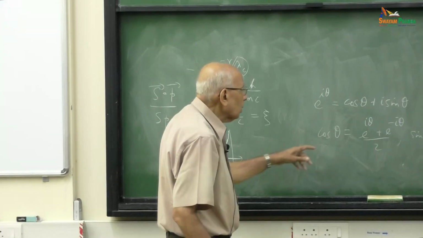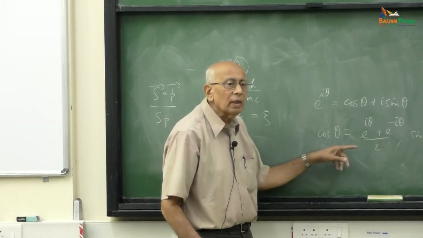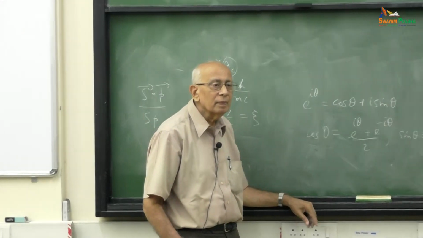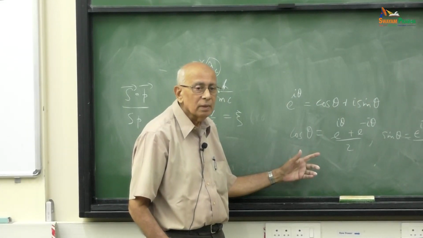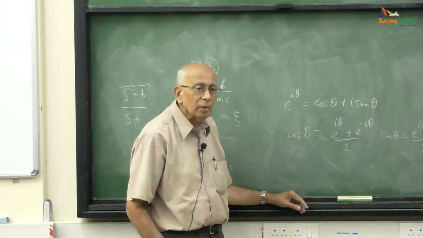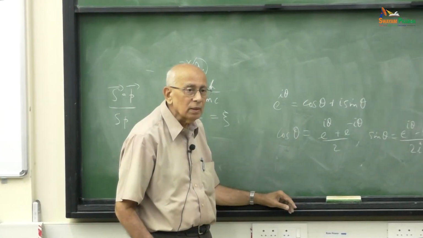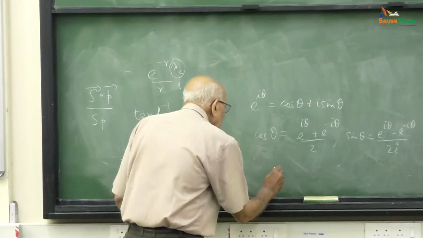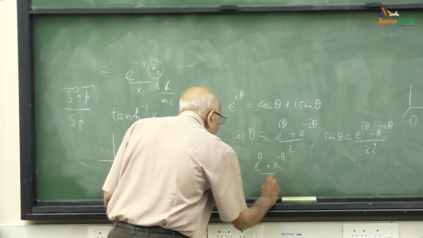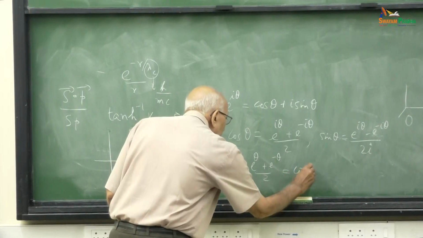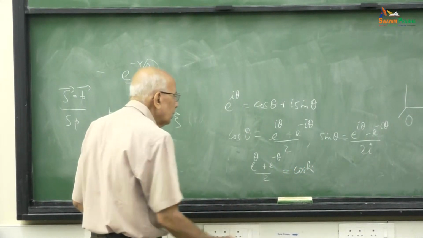So I can look at cos theta as the symmetric part of e to the i theta, or the real part of e to the i theta. Now I can ask what happens if theta becomes a complex number, pure imaginary. And then you get a quantity which looks like e to the theta plus e to the minus theta over 2. And this is defined as cos hyperbolic, pronounced cosh theta.